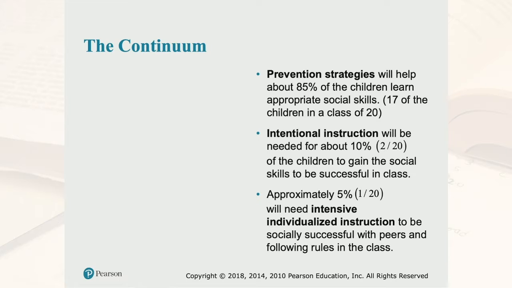And in intentional instruction, about 2 children out of 20 will need that one-on-one type of instruction to help them be a little bit more successful. As well, with intense one-on-one support with peers in a class, one child typically out of 20 may need some more concrete support. So there are variances within those strategies and those processes. And again, it's going to be a lot of observing and trying to understand why those behaviors are taking place.